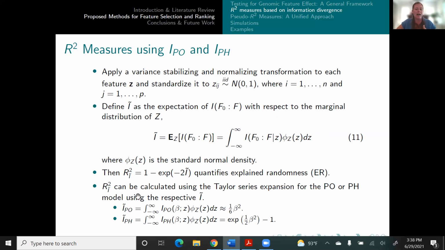So this R-squared I can be calculated for both the PO and PH cases. We use a Taylor series expansion to do that calculation. We ultimately get the I measures, and you can see their approximations here, and then they get plugged into that general R-squared computation. So we have an R-squared I_PO and an R-squared I_PH.